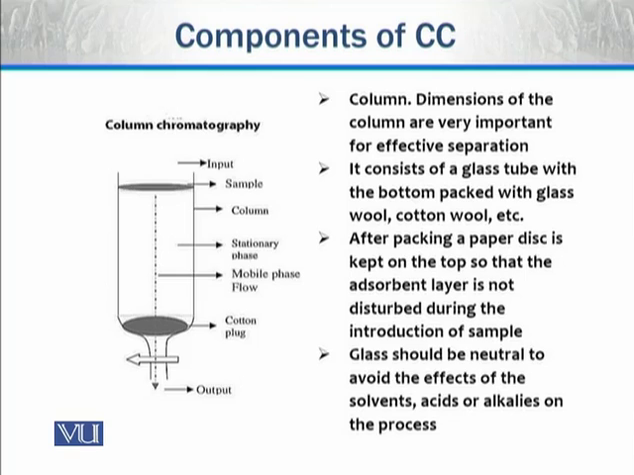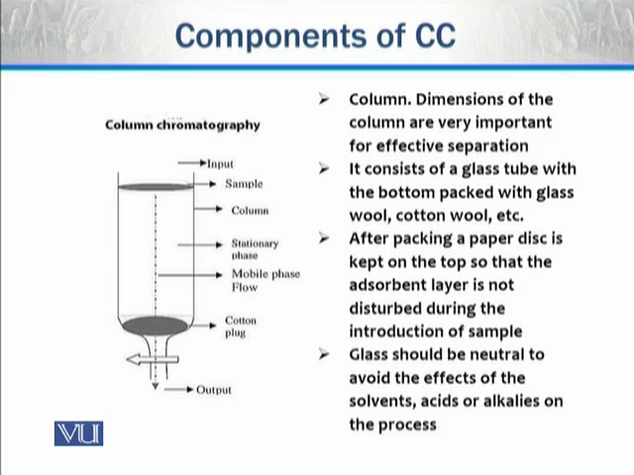Now, the dimensions of the column are very important for efficient and effective separation. This column consists of a glass tube with the bottom packed with glass wool or cotton wool or some other material, and it is filled with the stationary phase. After packing, a paper disc is kept on the top so that the adsorbent layer is not disturbed when a sample is introduced in the column. The glass used here should be neutral so that there is no effect of the solvent, acid or alkali on the process of separation.